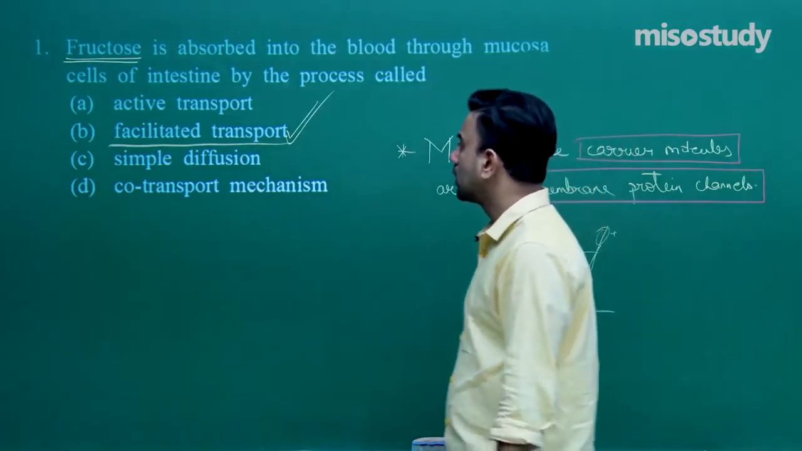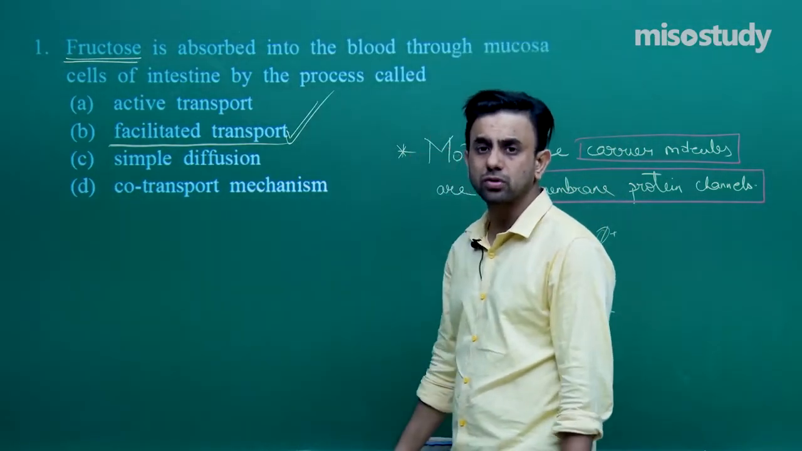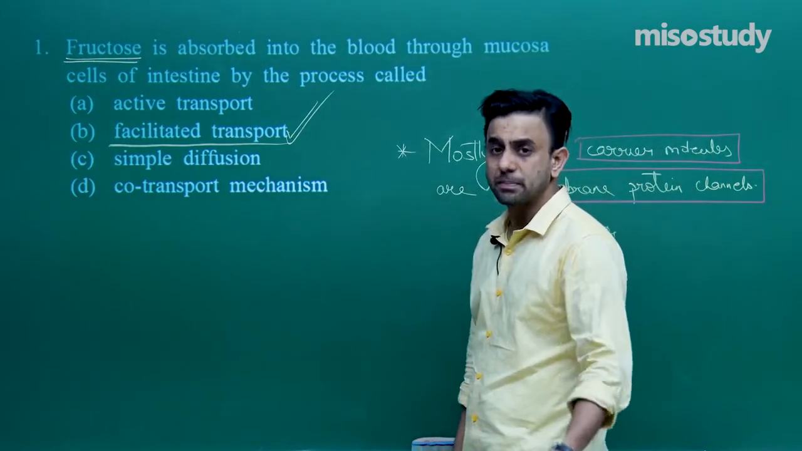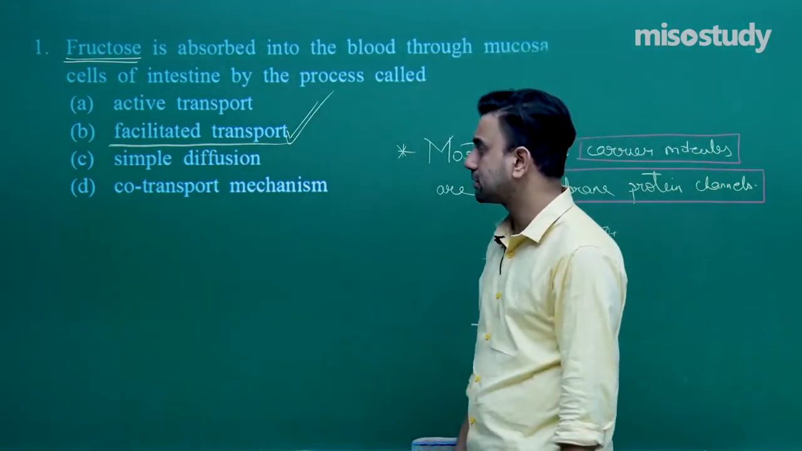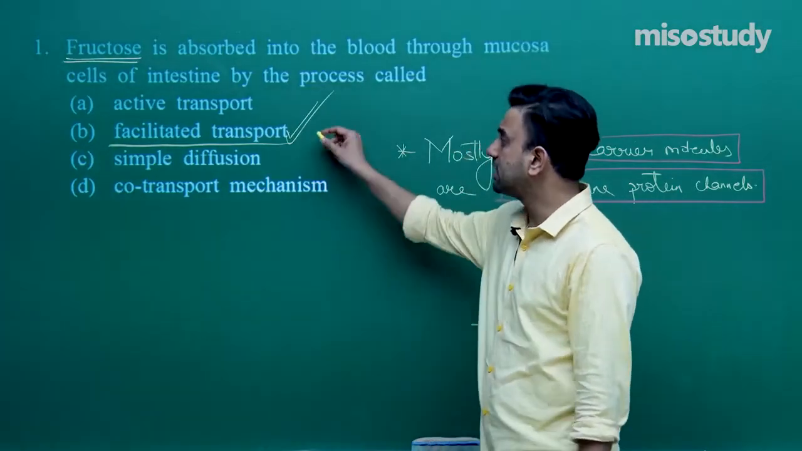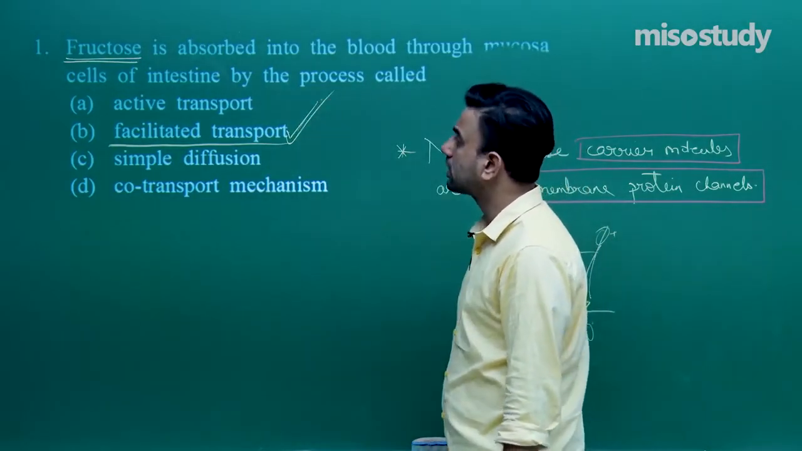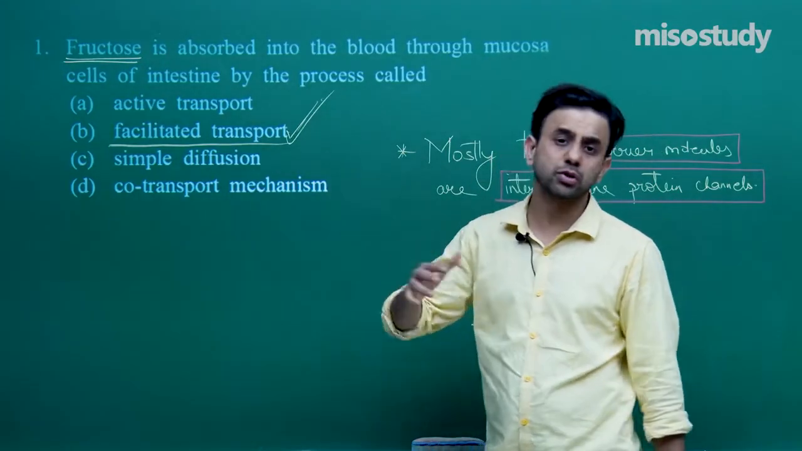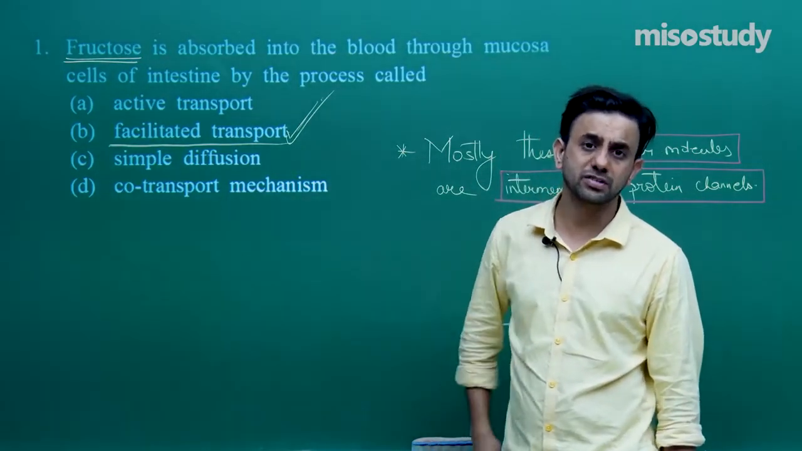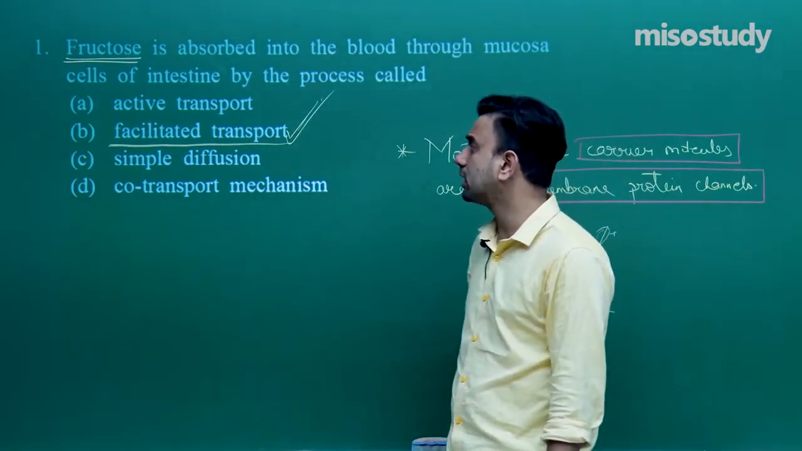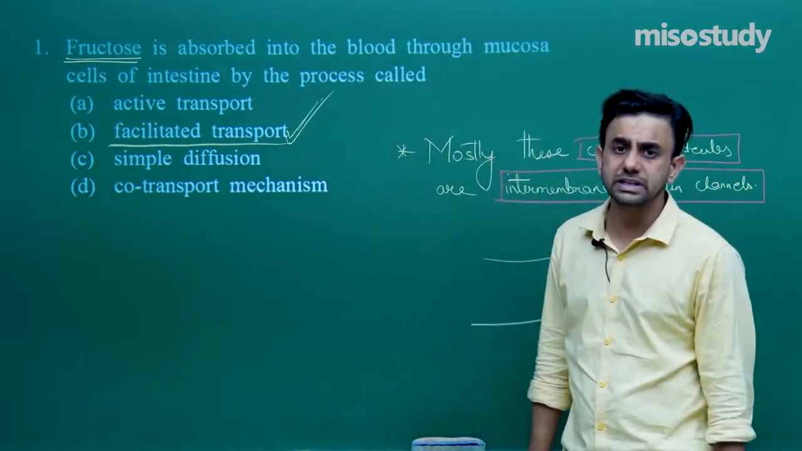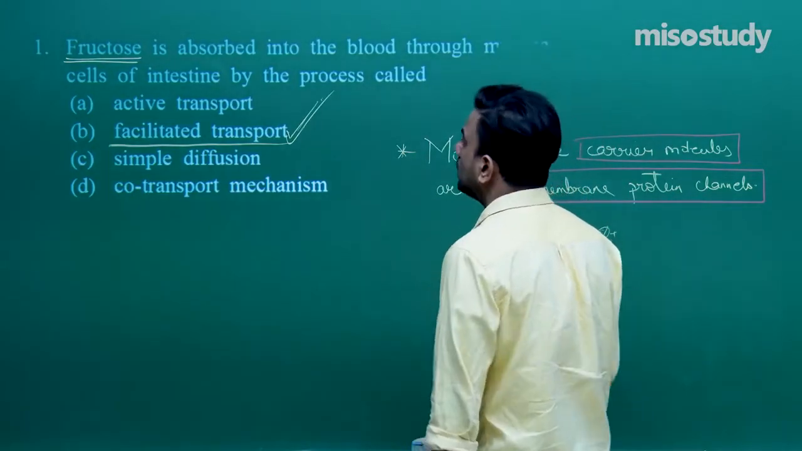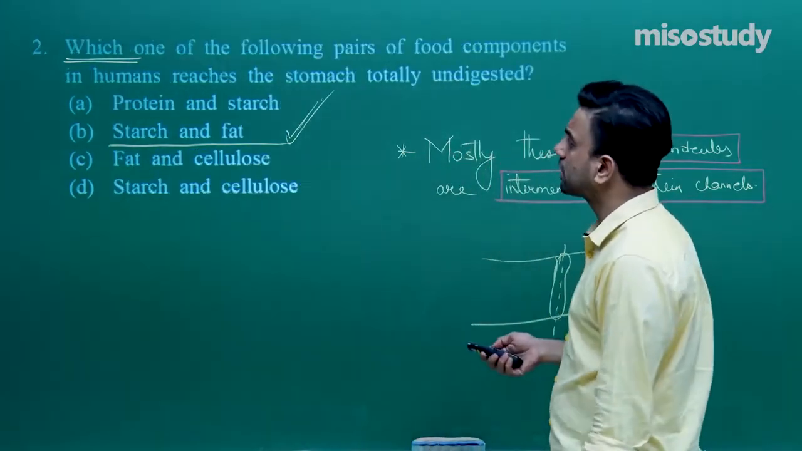Simple diffusion is always without the presence of ATP, a passive transport. Co-transport is the transportation of two substances together. So fructose is that of facilitated transport. Now we will move on to the next question.